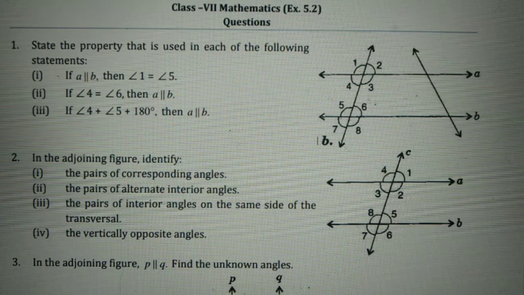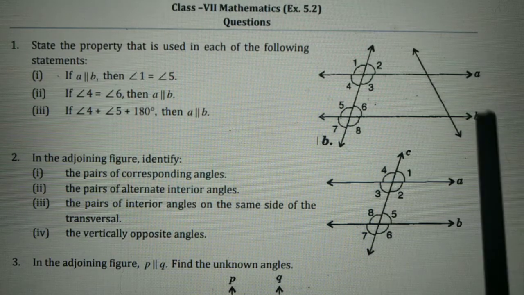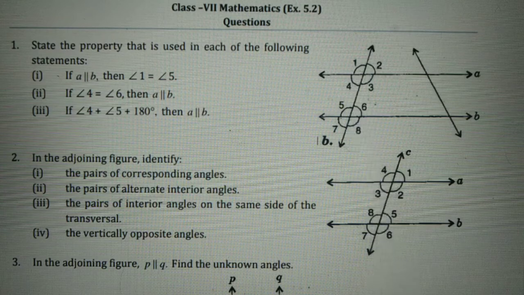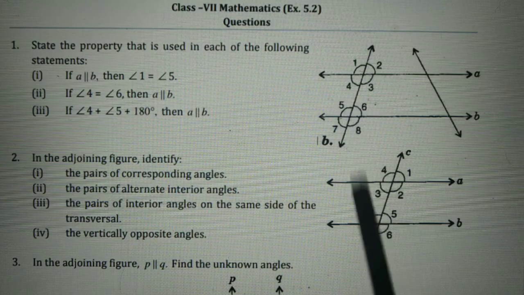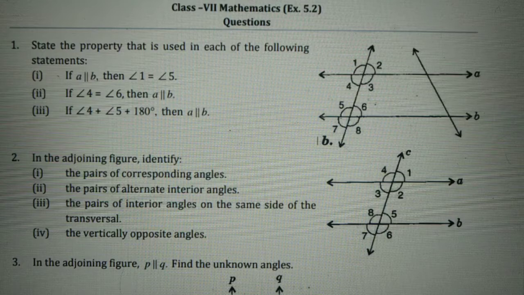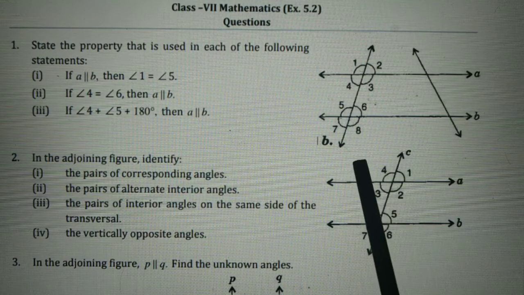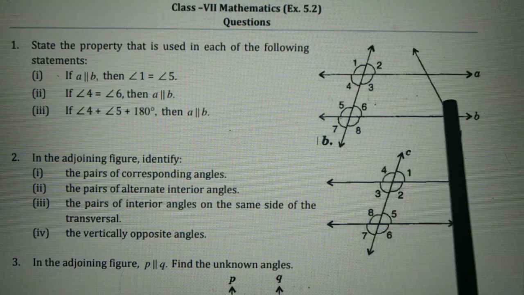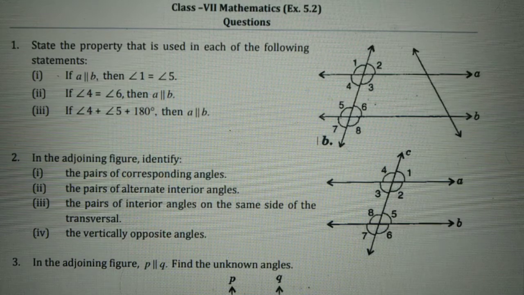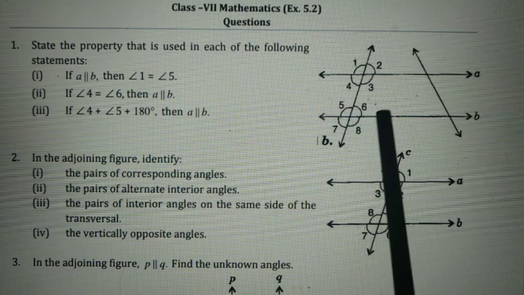Then A is parallel to B, which means 4 is equal to 6. That is, angle 4 is equal to 6 by which property? The property used is the alternate interior angle. 4 and 6 are alternate interior angles. So if the angles are alternate interior and they are equal, we can say that the lines are parallel. Alright, so this is the condition here.